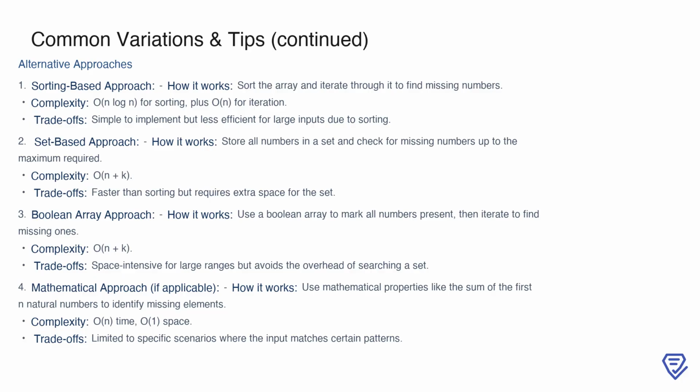Another option is the Boolean array approach, which marks all present numbers in a Boolean array and then identifies the missing ones. While this method also has a complexity of O(n + k), it can be space-intensive for large ranges. Finally, in specific scenarios, a mathematical approach may be applicable. For example, using the formula for the sum of the first n natural numbers can help identify missing elements efficiently, with O(n) time and O(1) space. However, this method is limited to cases where the input conforms to certain patterns.